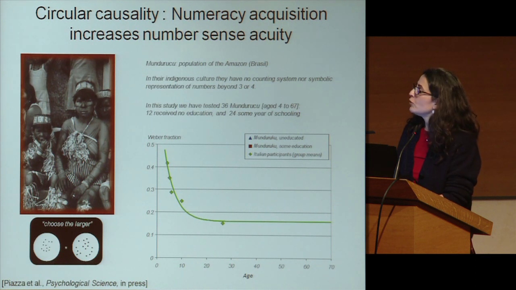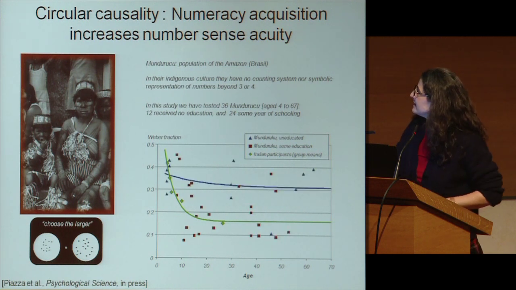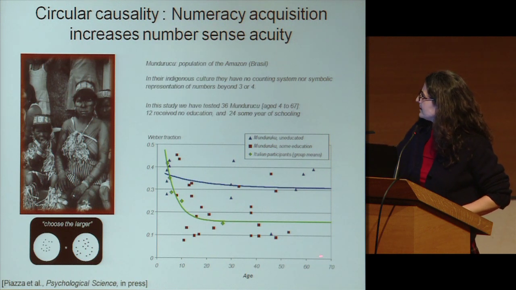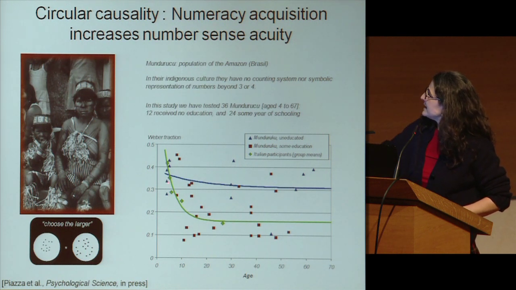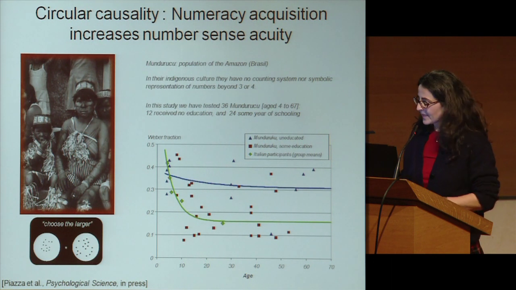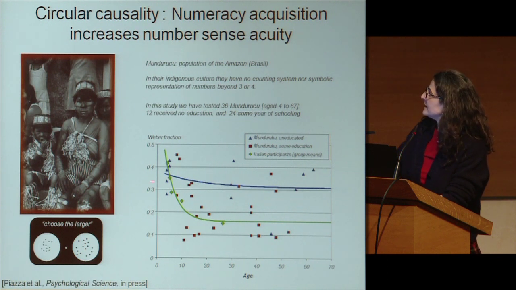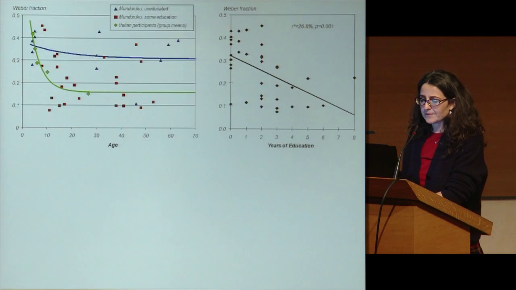So we could compare a group of uneducated Munduruku and a group of Munduruku that got some education. You can see that this is the developmental trajectory of Italian participants, and you can see that Munduruku participants never managed to get a Weber fraction below the preschooling children. This is evidence that education at some level influences the ability of performing this basic perceptual numerical task.